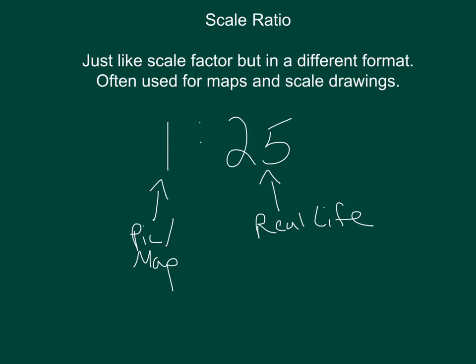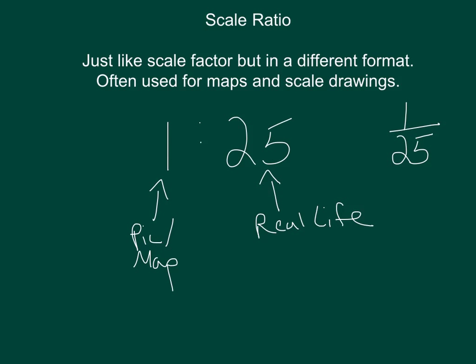Now, because of the way this is flip-flopped, normally we put real life on the left and picture on the right. The easiest way to fix this problem is to turn this ratio into a fraction. So 1 to 25 is really 1/25. So that means now the picture is 1/25 of the real life object.